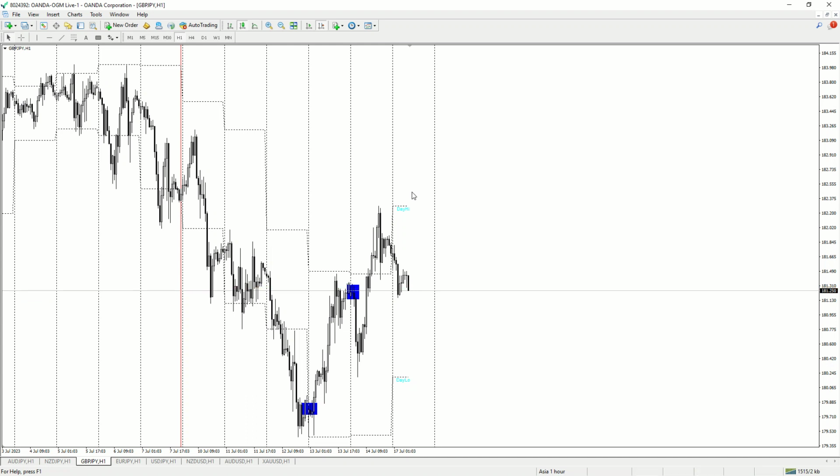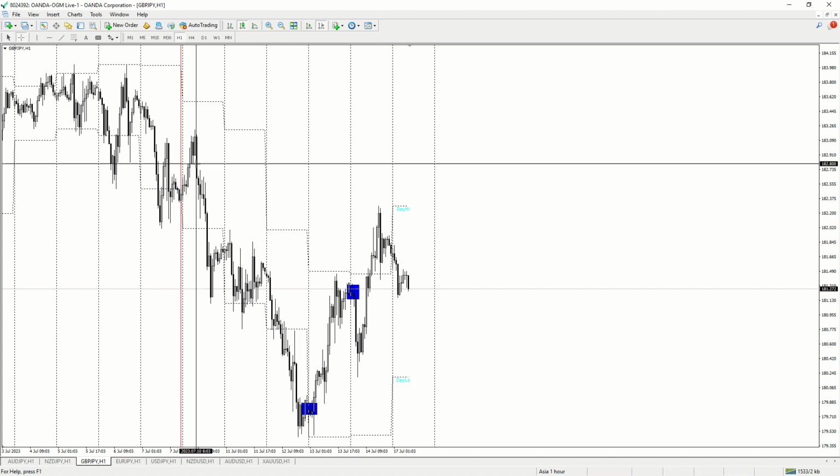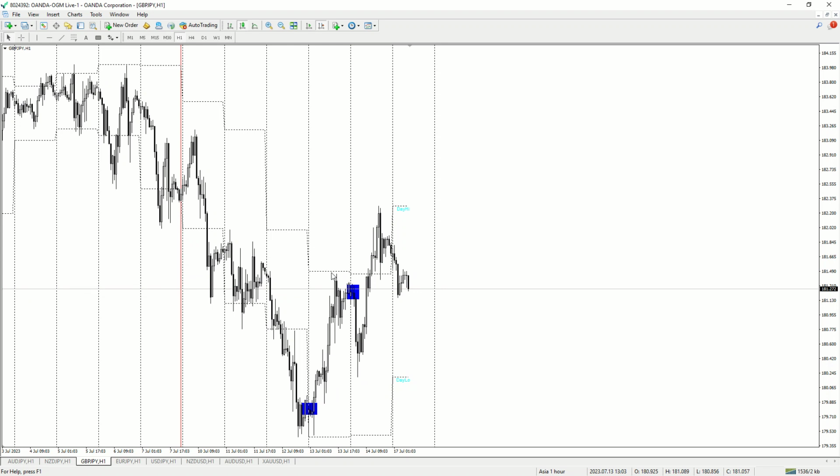That's our thesis. So what we wait for is a pull back. If you go and look at my previous video, I explained this before it even happened. What I'm looking for is a market that will pull down and then go up, and my first take profit will at least be here. Then I lock it. So that's what I'm looking for.